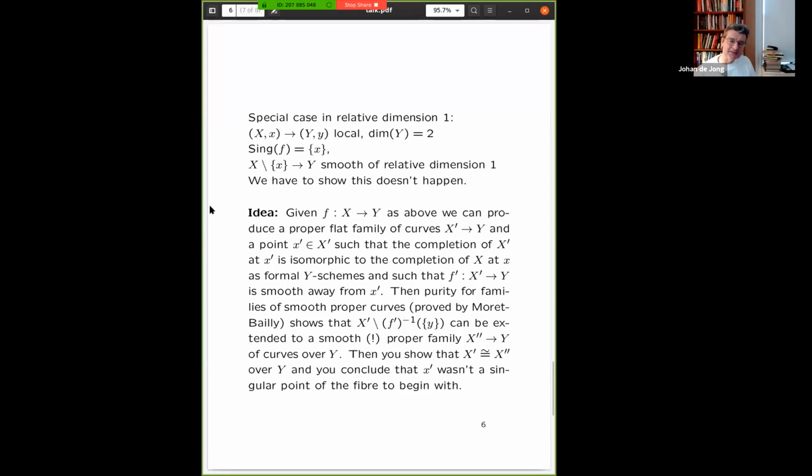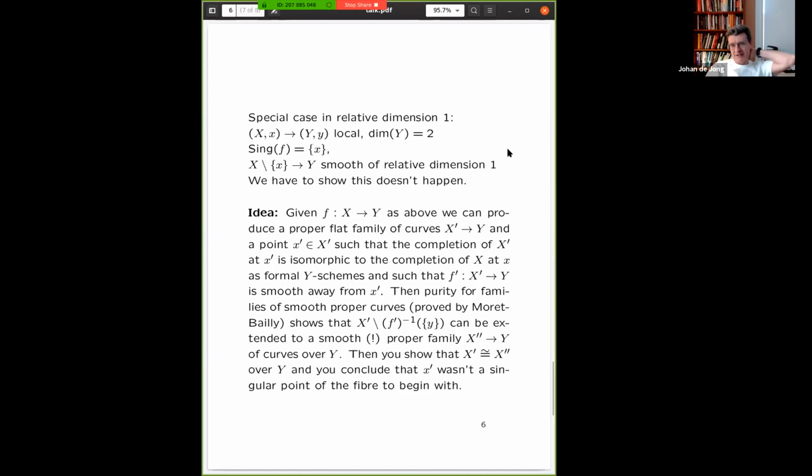And I know how to prove this because I know that the corresponding thing doesn't happen when you have a proper flat family of curves and there is just one point of one fiber where you have a singularity, because Moret-Bailly proved that there's purity for families of smooth proper curves, meaning that if you have a regular base and you have a proper flat family of curves over the complement of something of codimension at least two, then you can extend it to a family of smooth proper curves. Okay, great. But that's different from what I have here. Here I have the local case, right?